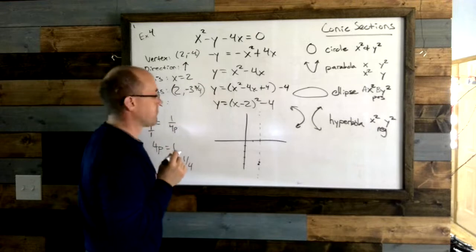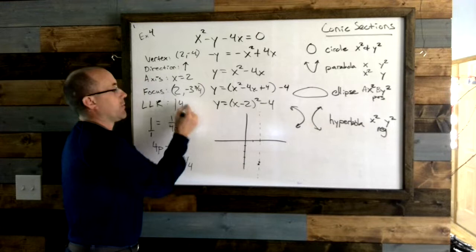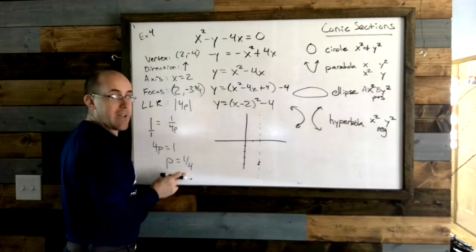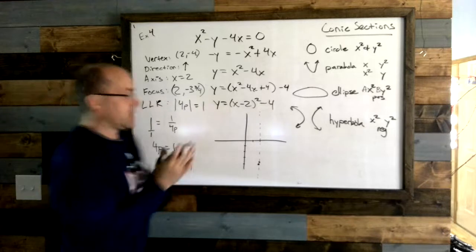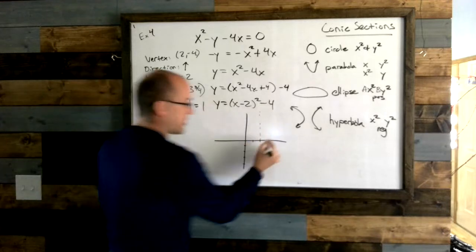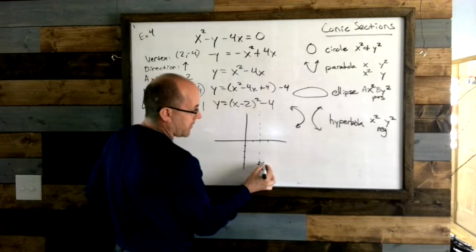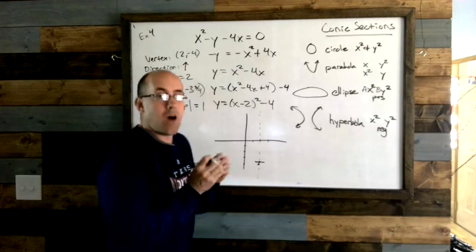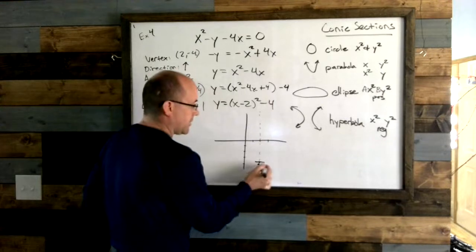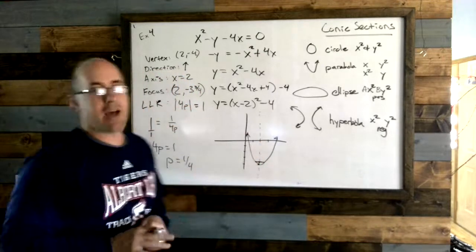Okay? The length of the latus rectum is the absolute value of 4p. Well, if you take 4 times that, you get 1. And the absolute value of 1 is 1. That means that how far do I stretch this thing? 1 unit. So if you go a half a unit to the left and a half a unit to the right, that segment represents how wide you make your parabola. And there you have it.